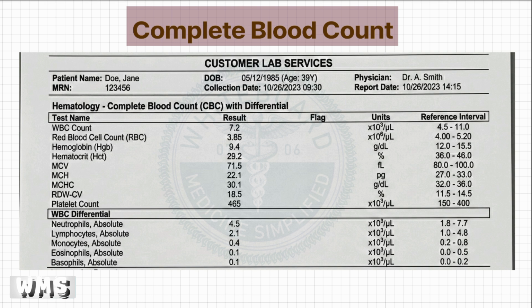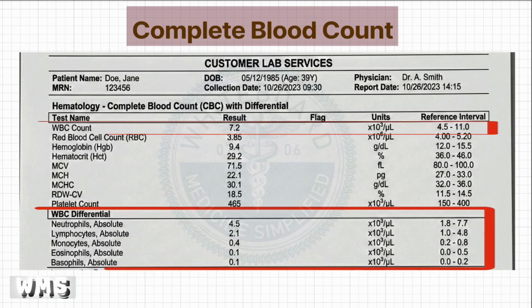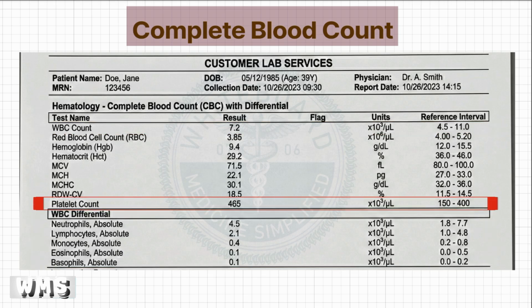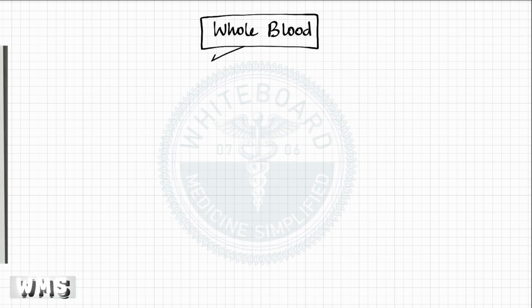So let's get started. CBC is the basic blood test that measures three major blood components: the RBC, WBC, and platelets. In whole blood, we have cells as well as plasma. 45% of the volume is shared by the cells and about 55% by the plasma.